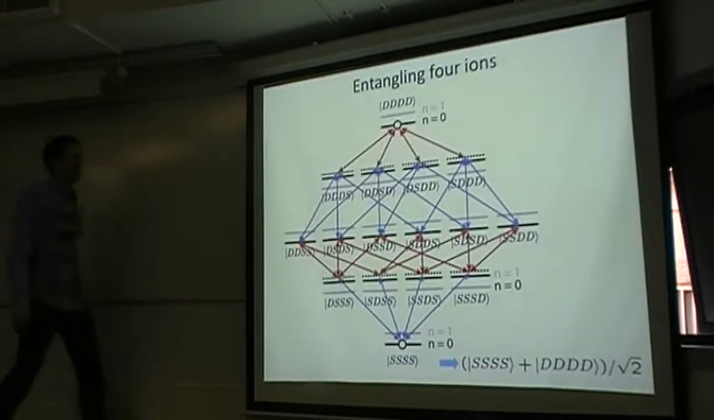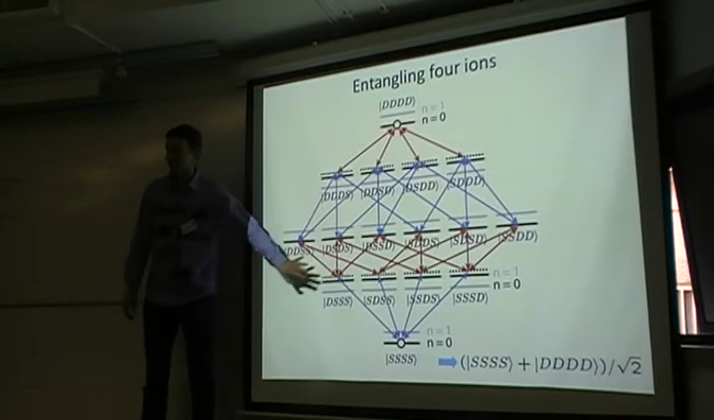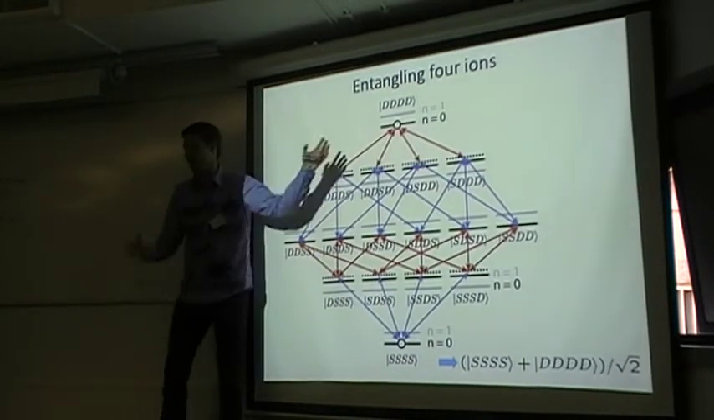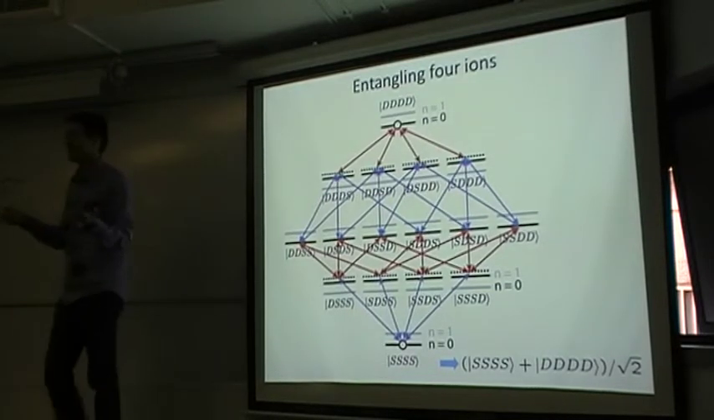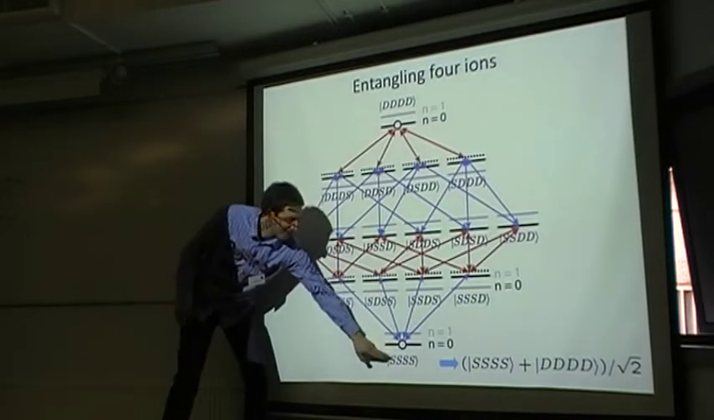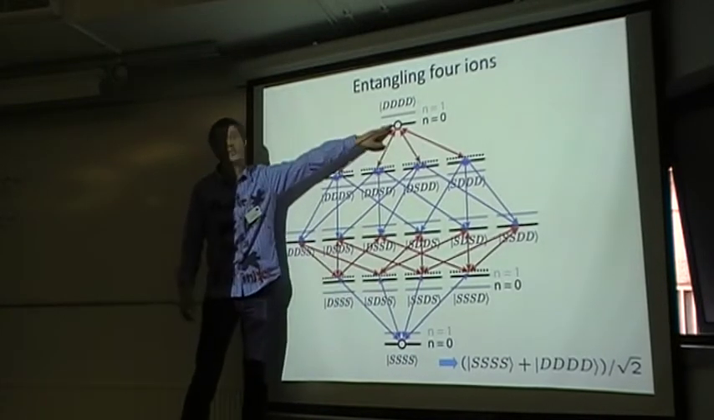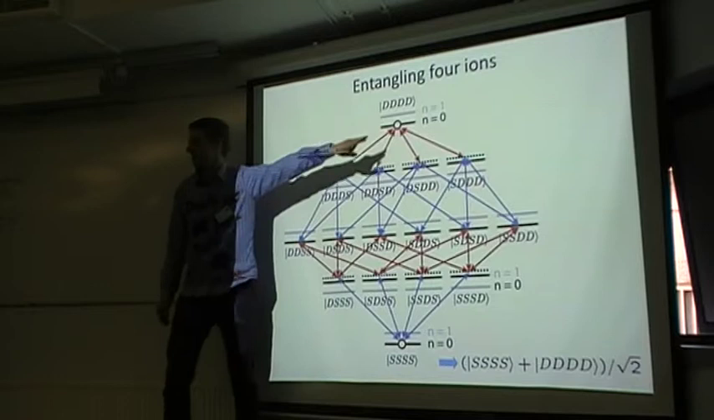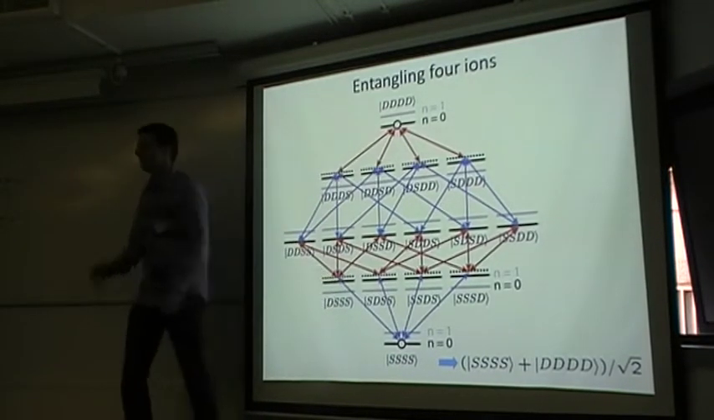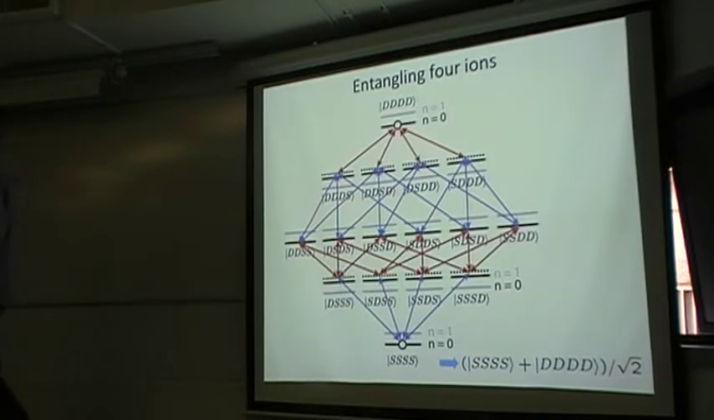Of course, for 4 ions, that gets much, much more complicated. For example, here you have all these different paths, and you get a quantum interference of all these different paths. It's like a big interferometer. And of course, after some time, you also here generate this superposition of SSSS plus DDDD. So you get a destructive interference of all these intermediate states, and they're not populated. I guess you can also imagine how big this interferometer gets for 40 ions.